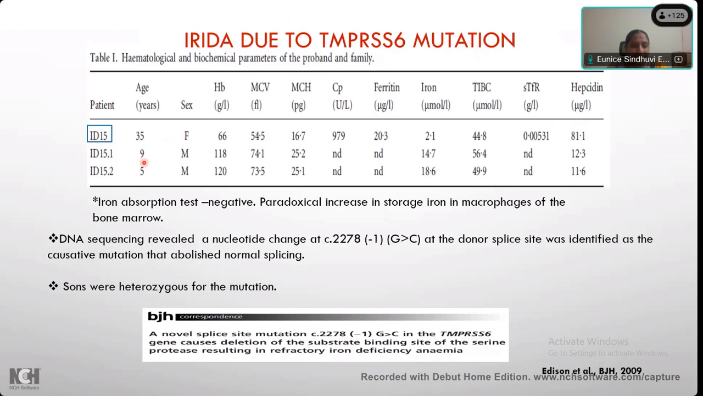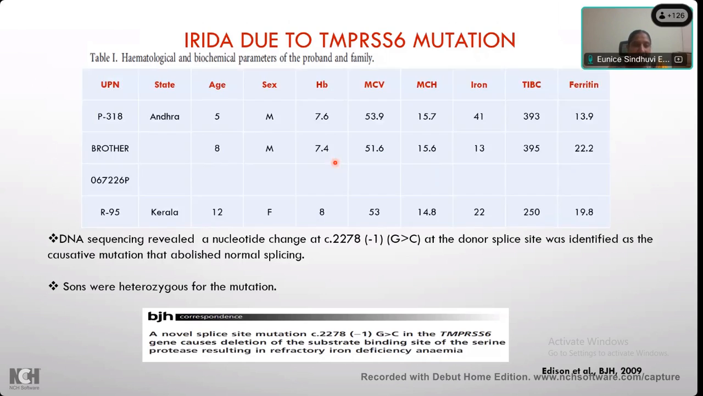And at that time, this paper had come, so we also went ahead with the genetic screening of this TMPRSS6 gene, and we found out that she was homozygous for this mutation in the TMPRSS6 gene, which explained her phenotype. So when we analyzed her children, they both were heterozygous for this mutation. So they did not have a clinical phenotype, but they had mild reduction in the MCV and other parameters.